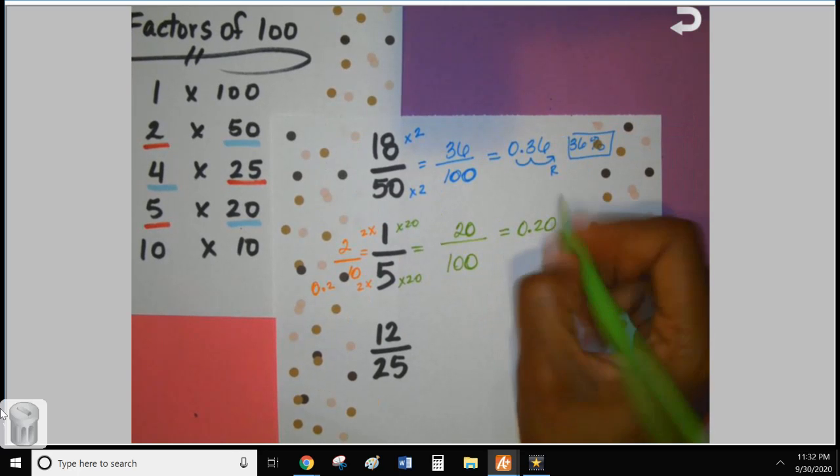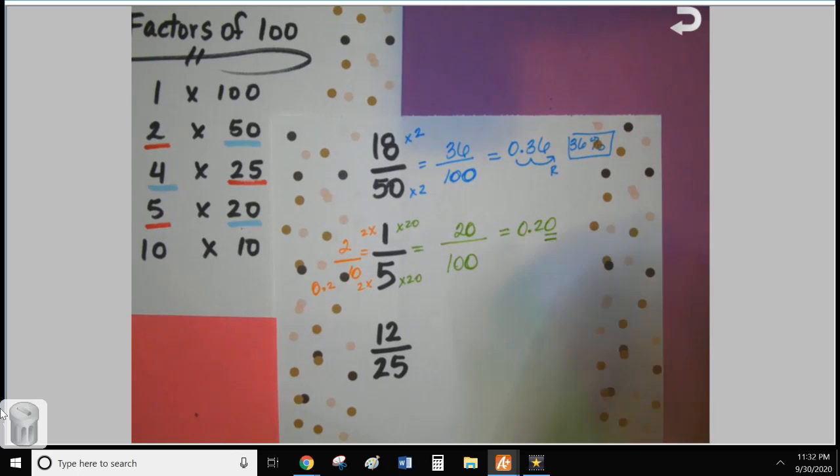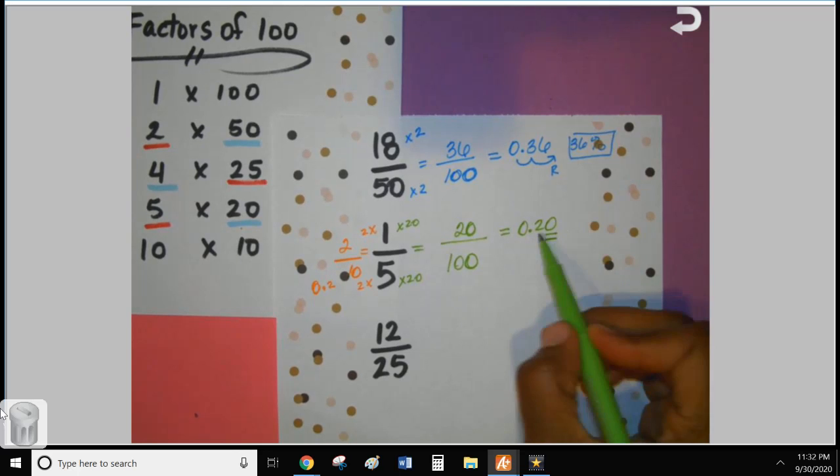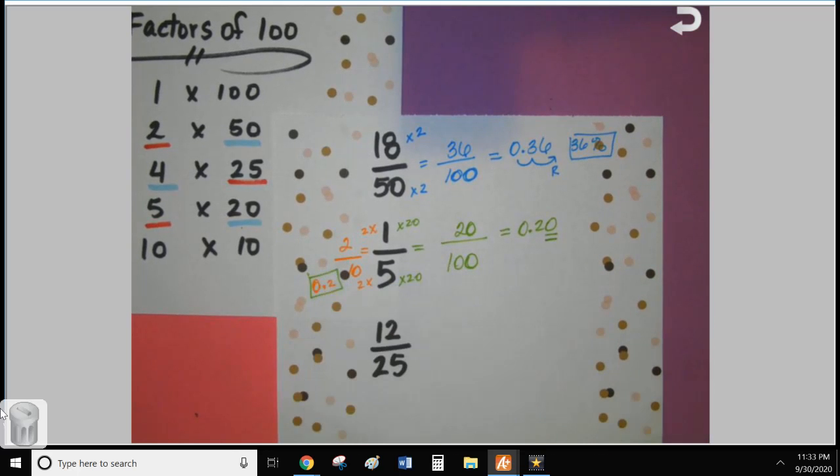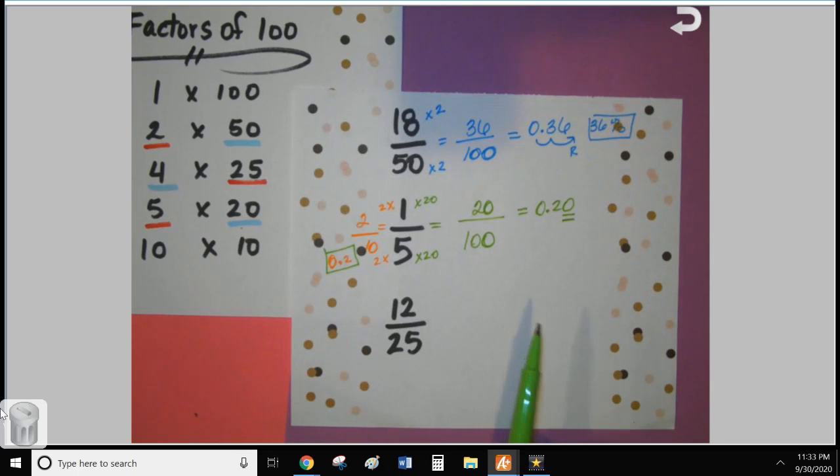Remember that place value. That last digit needs to be in the hundredths place. So this will make it 20 hundredths or 2/10. 1/5 is 2/10 or 20 hundredths. They're equivalent. Okay? Decimals, equivalent fractions. Last one on my watch.